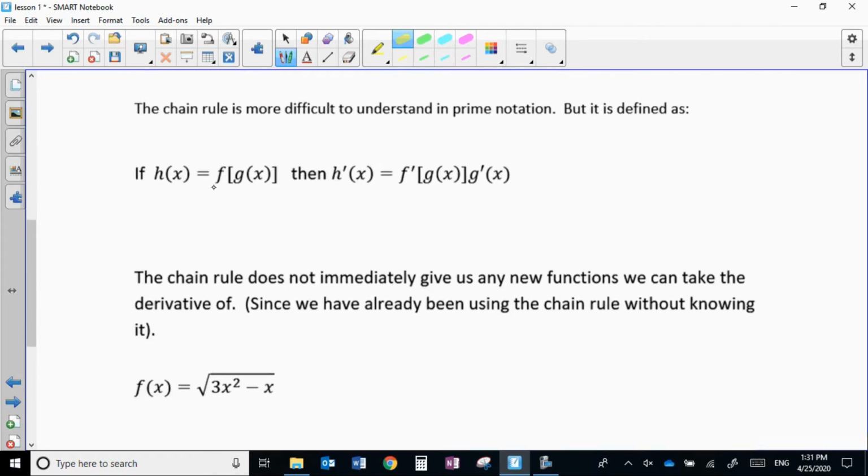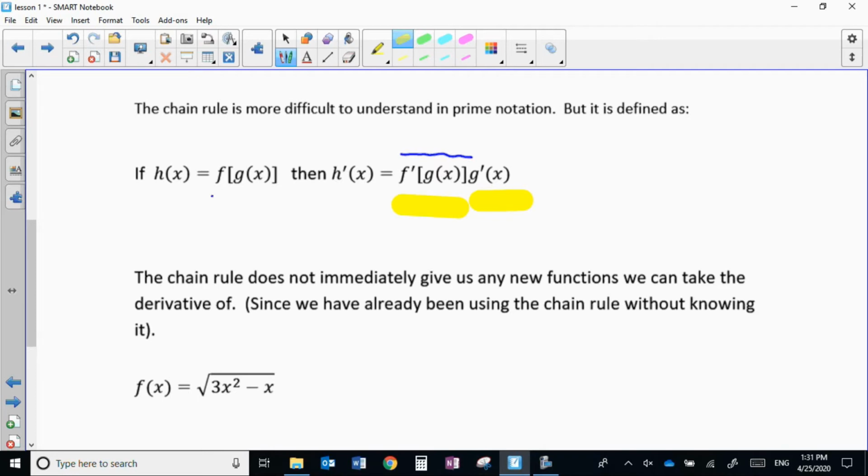If h of x is f of g of x, so think of a function inside a function, then h prime of x is f prime of g of x times g prime of x. So this idea of multiplying by the derivative of g of x probably makes sense, but this notation here can sometimes confuse students. We're basically saying it's f prime, not of x, but of g of x. So taking the derivative with respect to whatever g of x is.